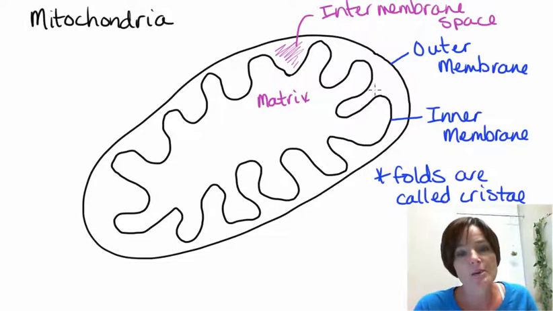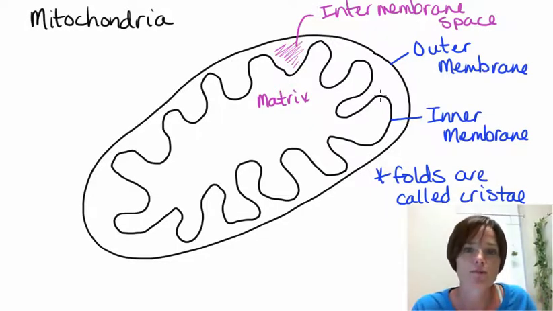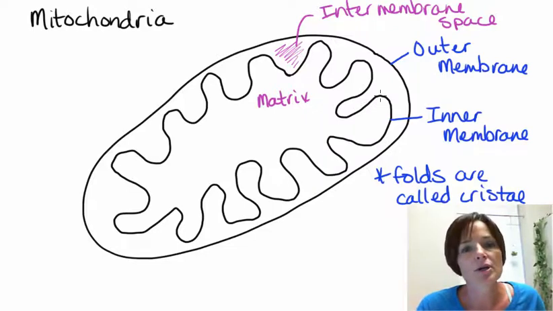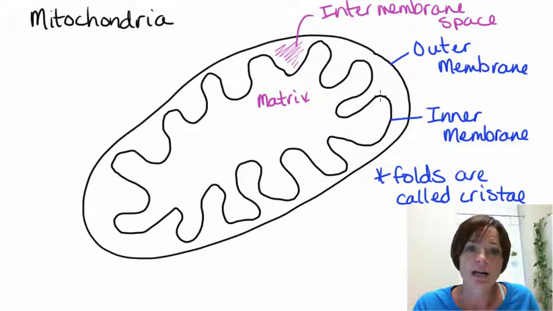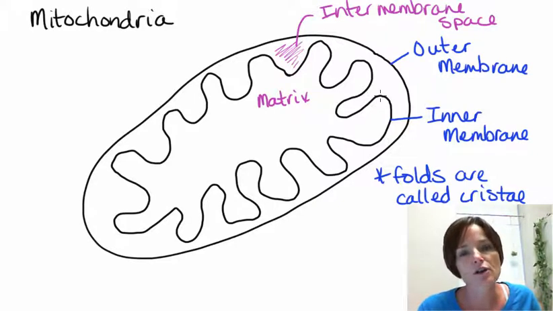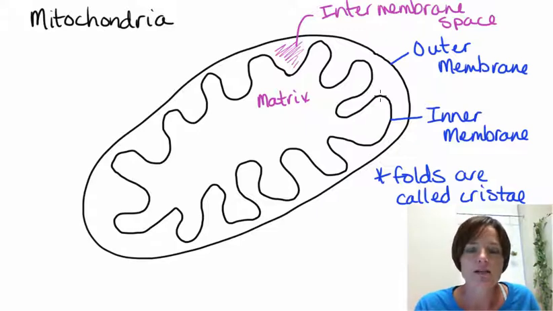The inner membrane separates the matrix from the intermembrane space, and that's going to be important for helping us to generate ion gradients during the process of cellular respiration. So that's the overall structure of the mitochondria. We do have some DNA located in the matrix. There's also some ribosomes located in the matrix.